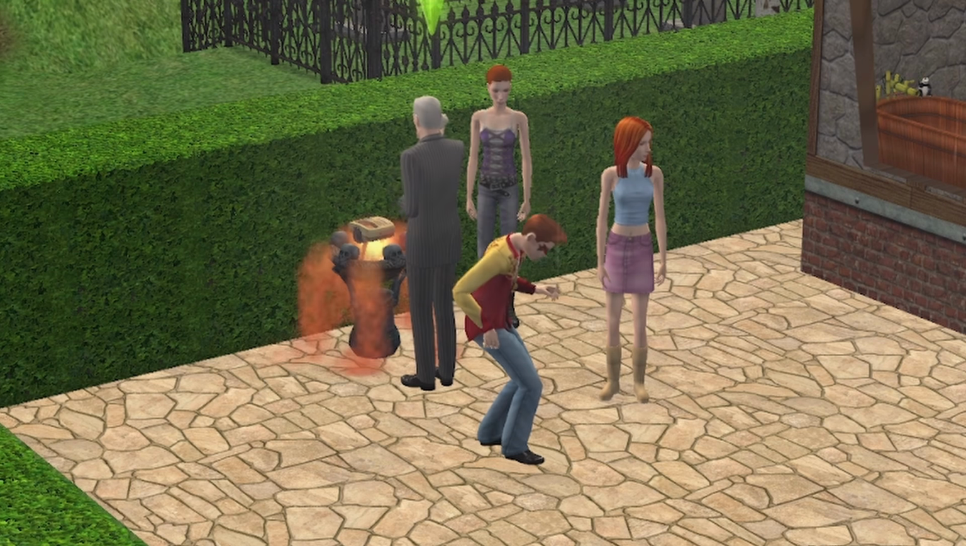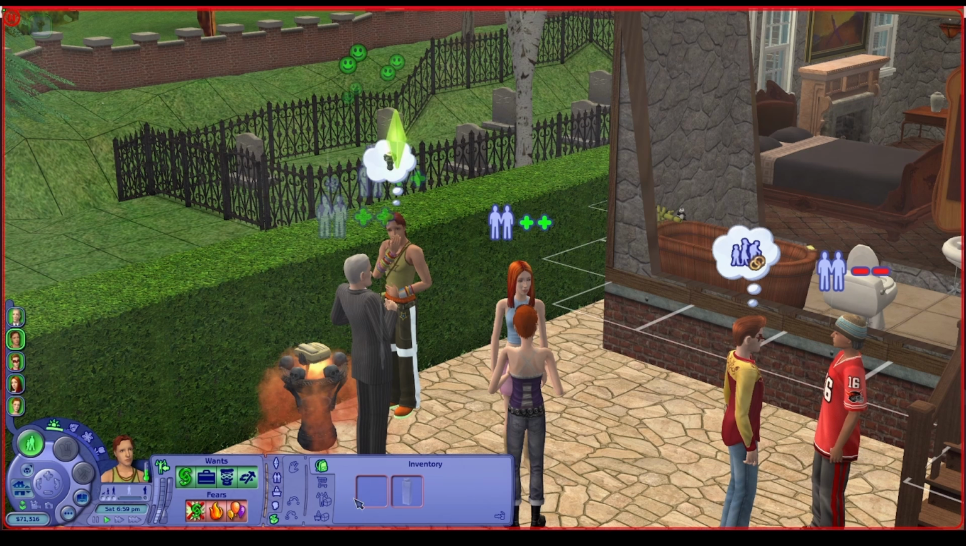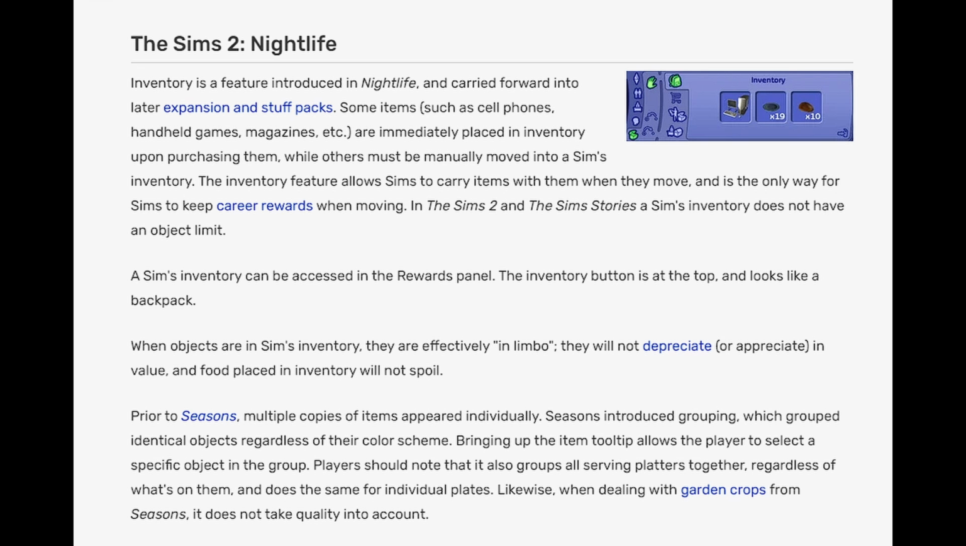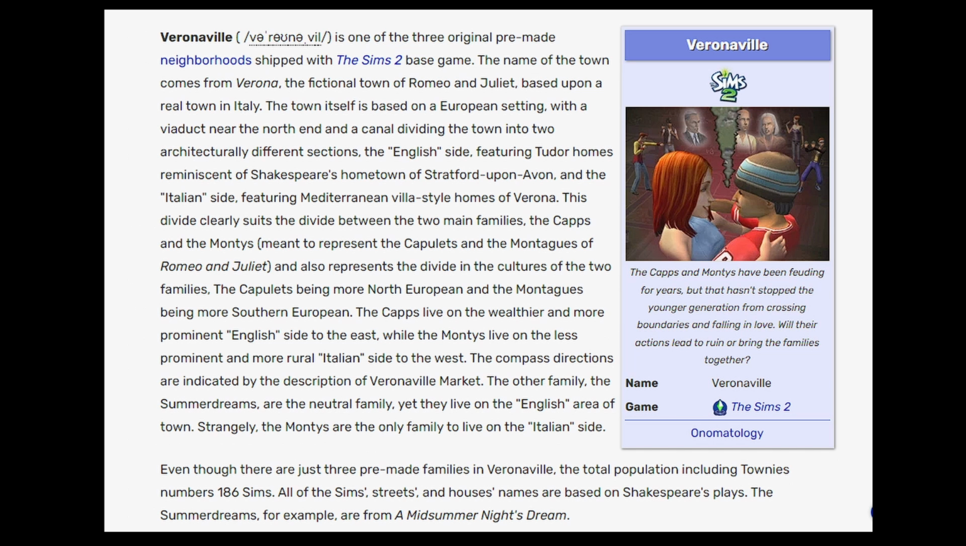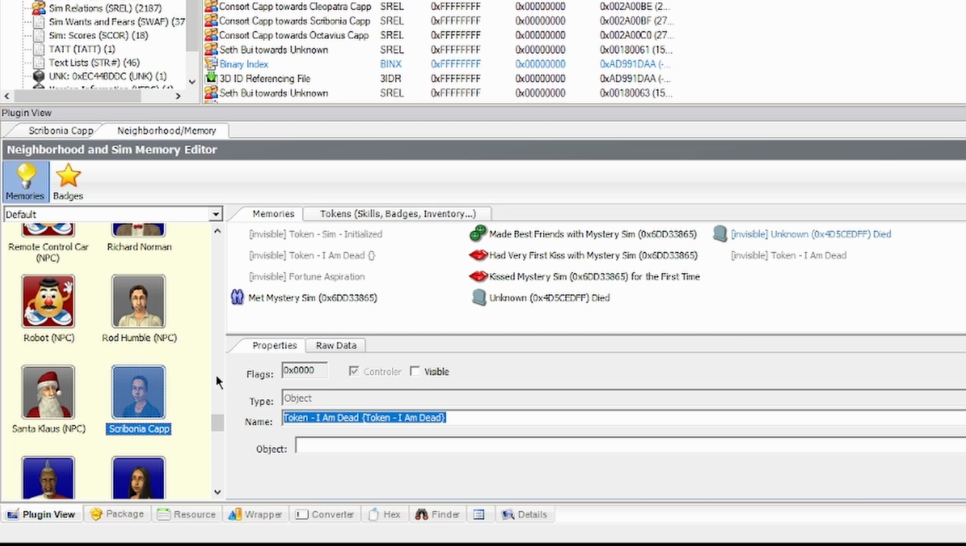Okay, I'm gonna go off on a tangent now, but when am I gonna talk about this again? You know how Caliban Capp has a physical death token in his inventory? I was a bit confused about this, since inventories were added in the Nightlife expansion, and obviously Veronaville is from the base game. I poked around a little bit in SimPE and discovered something weird.